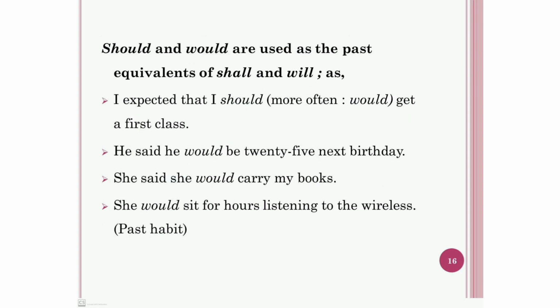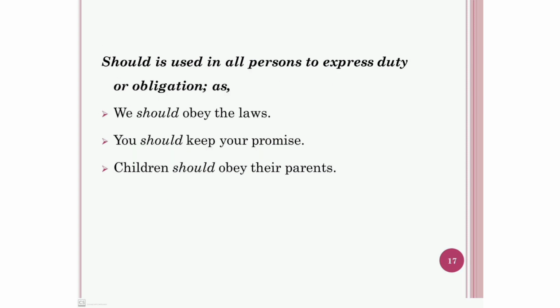Should and would are used as the past equivalents of shall and will, as I expected that I should get a first class. He said he would be 25 next birthday. That she would carry my books. She would sit for hours listening to the wireless. Should is used in all persons to express duty or obligation, as we should obey the laws, you should keep your promise, children should obey their parents.